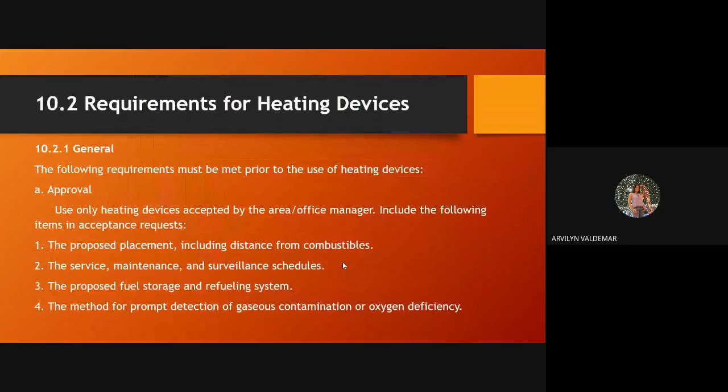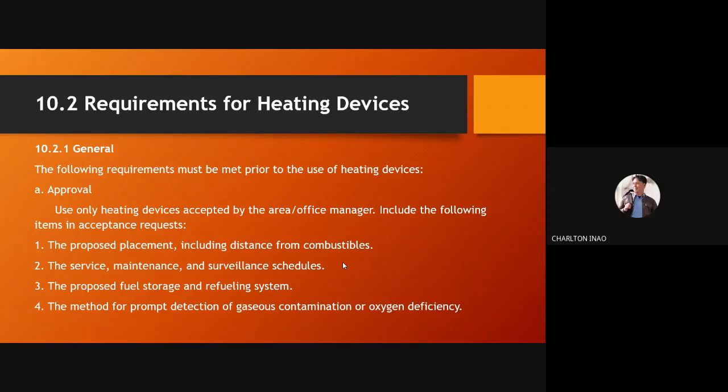So, next is for heating devices. Requirements for heating devices. The following requirements must be met prior to the use of heating devices. First is the approval. Use only heating devices accepted by the area or the office manager. Include the following items in acceptance request.